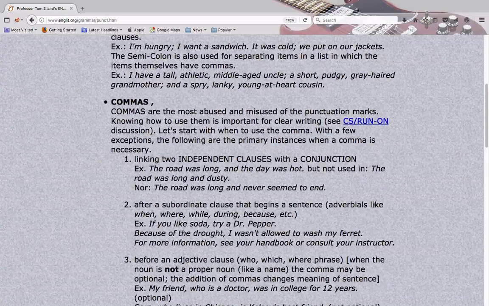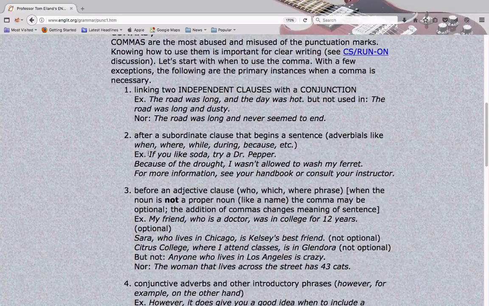Likewise, if you start a sentence with if, when, while, during, where, etc., these adverbial phrases that create subordinate clauses, you need a comma after that subordinate clause, and then what follows is a complete sentence. And so you would say, if you like soda, try Dr. Pepper. Because of the drought, I wasn't allowed to wash my ferret. For more information, see your handbook or consult your instructor.